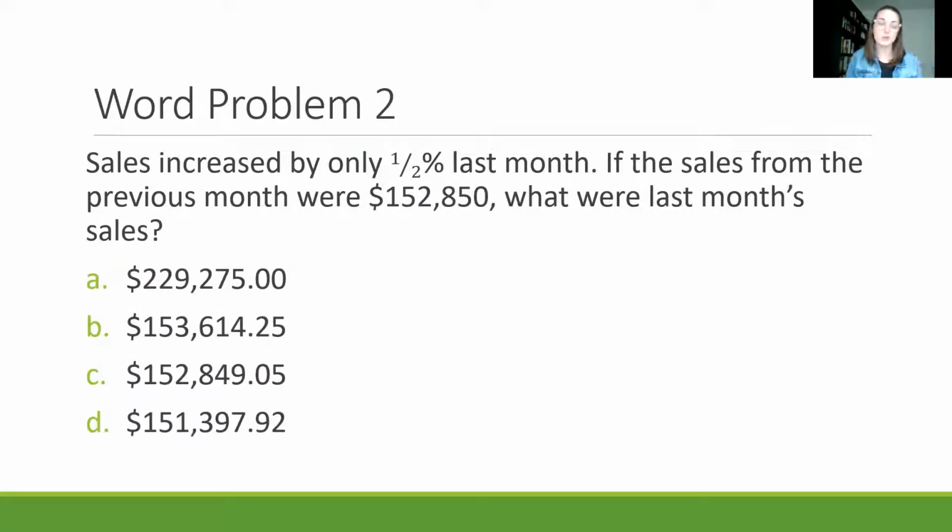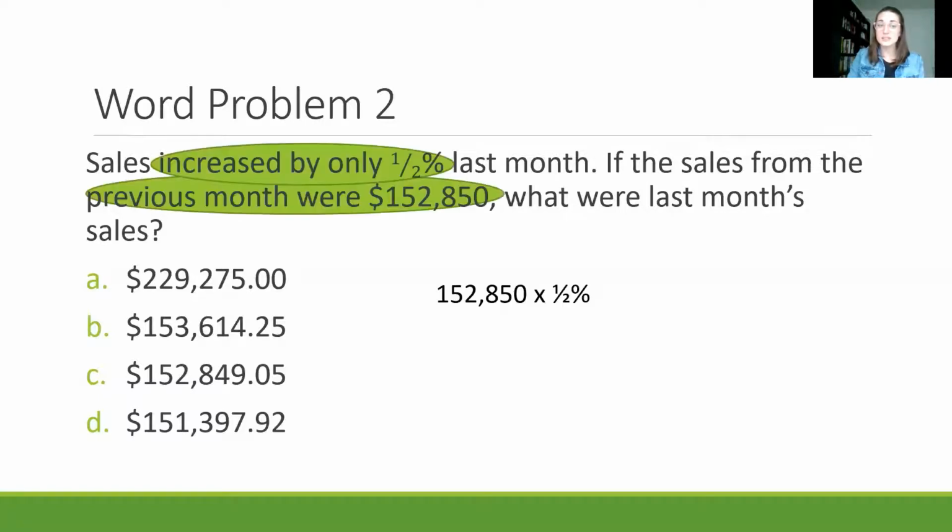For word problem 2, it says sales increased by only 0.5% last month. If the sales from the previous month were $152,850, what were last month's sales? So we know that last month there was a 0.5% increase, and we're going to do a very similar thing to what we just did on the last slide. So we need to see the increases there and what the previous month amount was. That's my important information. And now to get that percent increase, I just need to multiply those together.